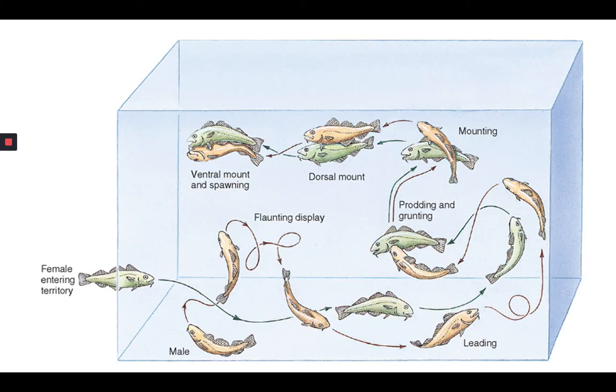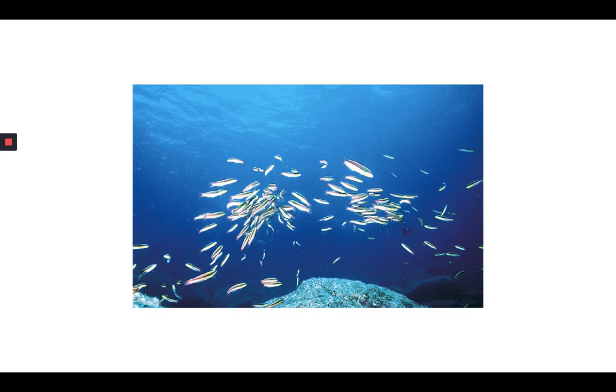This is a spawning, different types of spawning. So female will enter the territory and they'll do all these displays and different kinds of things. And these are being mounted here, and they're right next to each other and spawning. Sometimes they just go up into the water and release eggs and sperm, such as these wrasses. So you'll see these aggregations of fish, and they're all kind of swimming around together, and there'll be a male swimming around erratically, and then all of a sudden they'll shoot up to the surface and release their gametes.